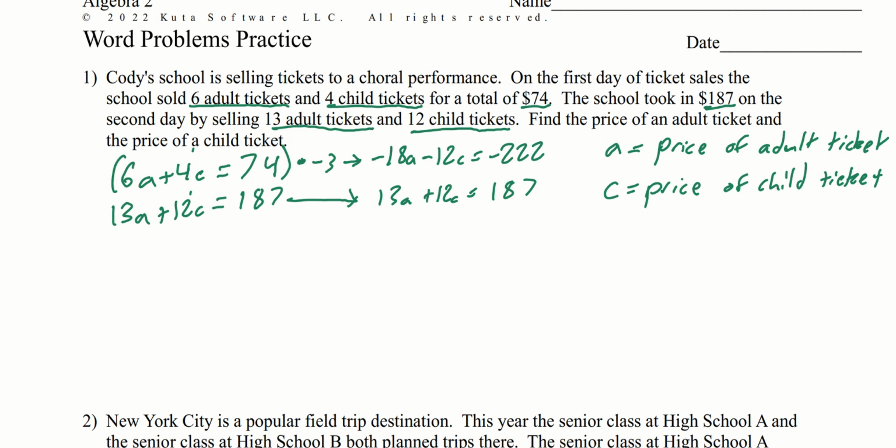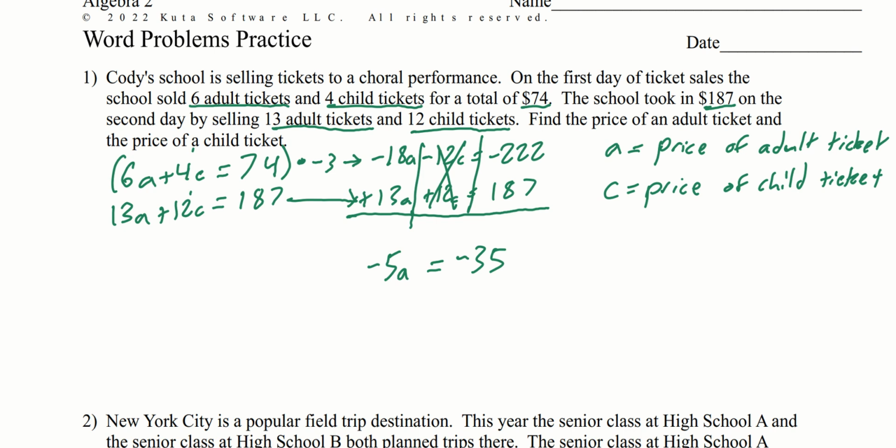And then I'm going to do what we've done in the notes from this point, which is once I have those opposite values, I'm going to treat this like one big addition problem. And I'm going to add all of the like terms together. So when I add negative 18 and positive 13a, I should end up with negative 5a. When I add negative 12c and positive 12c, those two things should cancel each other out. And then when I add negative 222 plus 187, I'll type that into my calculator and I get negative 35.